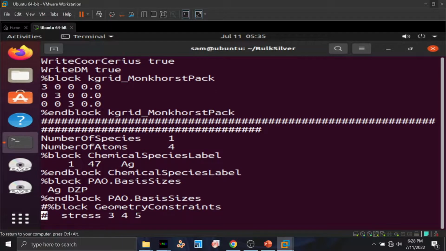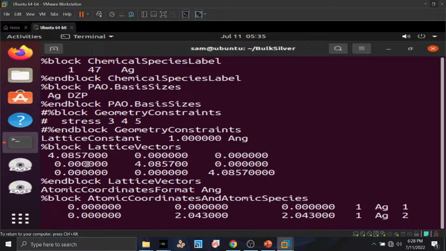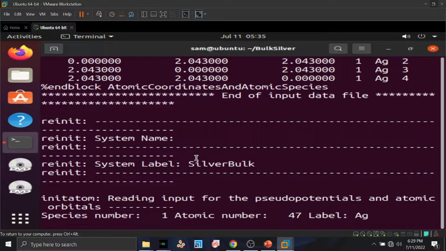Okay, so here you can see number of species 1, number of atoms 4, and chemical species label, and pseudo atomic orbital basis double zeta. And here you can see that the lattice constant is 1 and we place the lattice vector as it is. Here you can see that A equal to B equal to C, so this is the cubic structure it gives us. Okay, so here the input file is completed.